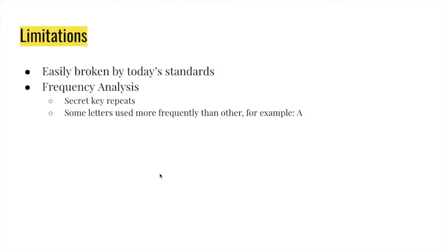Let's talk a bit about the limitations of this method. So compared to today's standards, it is now easily broken. And one of the methods that is used to break it is the frequency analysis. So here we know that the secret key repeats along the length of the message. And the second thing that we can assume is that some of the letters are used more frequently in the English language. For example, the letter A is used more frequently. So, keeping in mind some of these pointers, frequency analysis can be done, which can be used to break this encrypted message. This brings us to the end of our video.